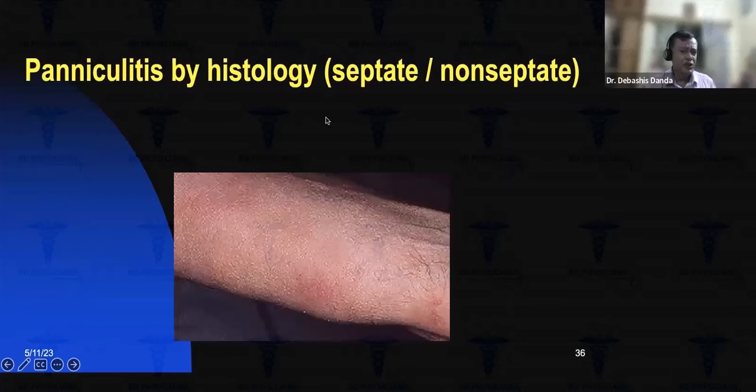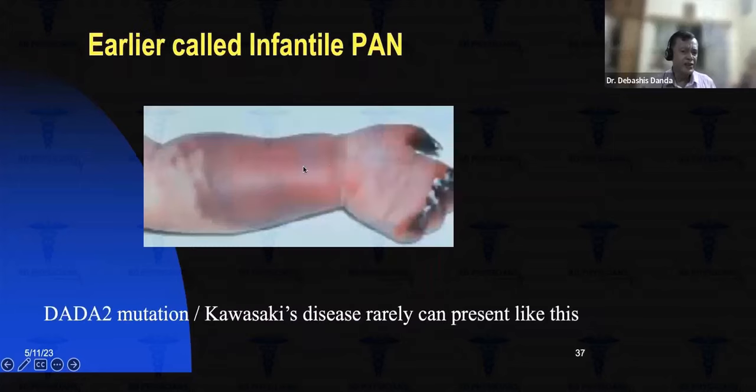Panniculitis is a histological diagnosis. If it is septal, it's called erythema nodosum. If it is non-septal, it is called just panniculitis. So only biopsy can differentiate that. This was earlier called infantile PAN or juvenile PAN, but now we know that it is mostly because of a DADA2 or ADA2 mutation in the gene.